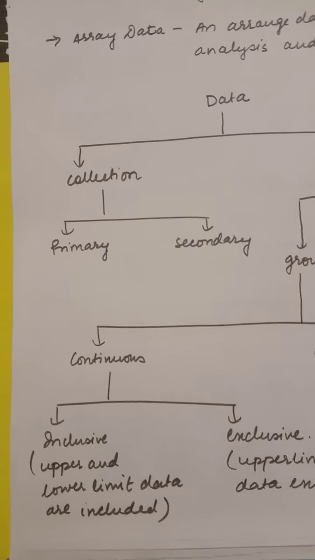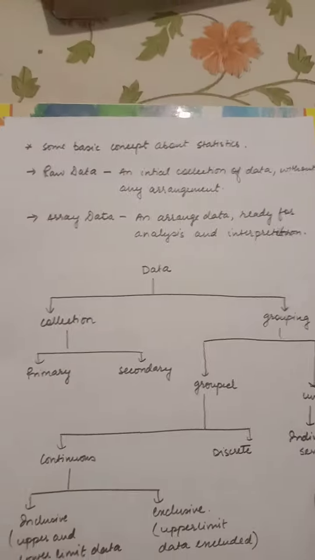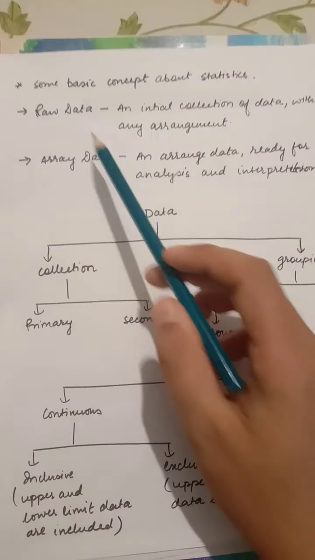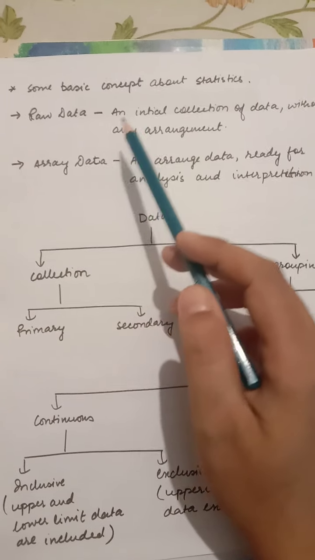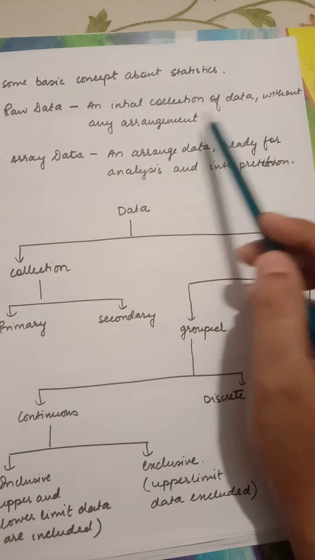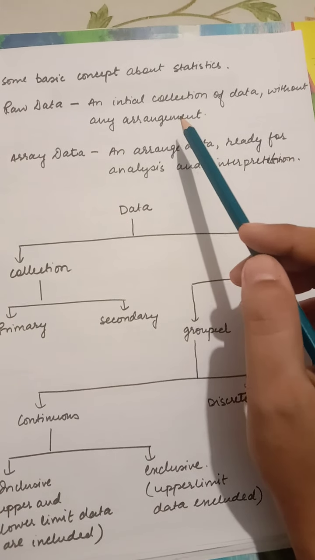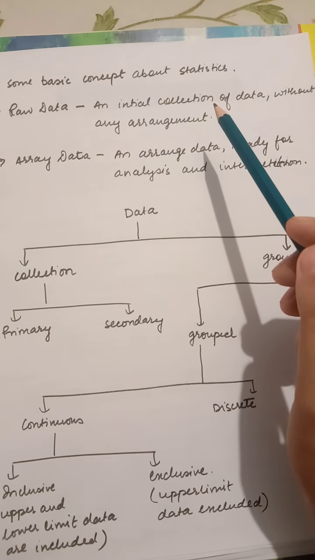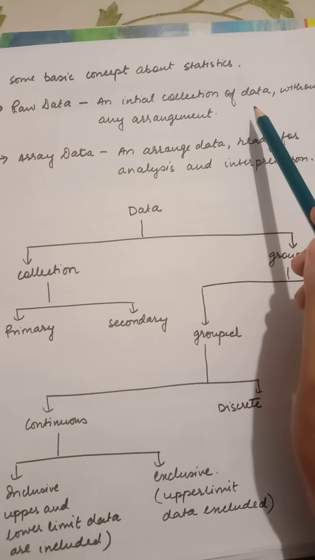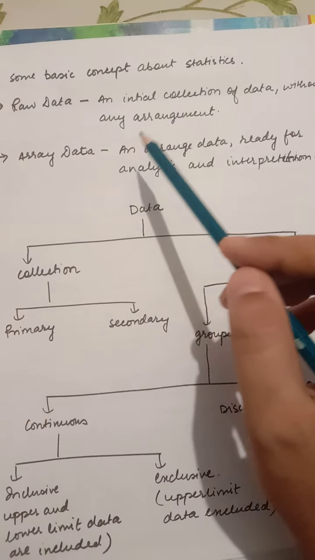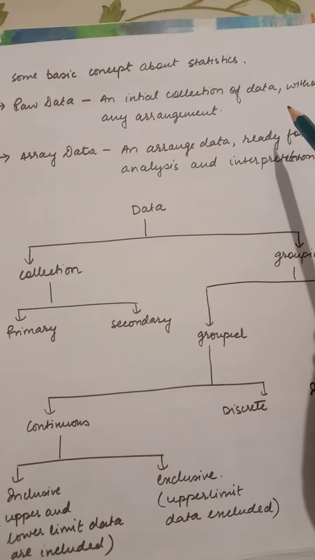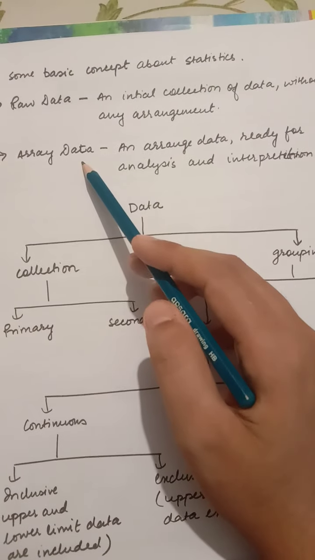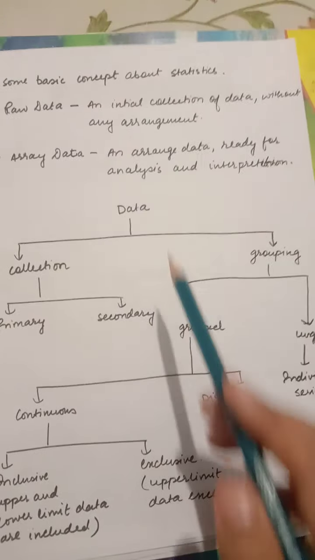Before beginning that, let's have some concepts regarding the basics of statistics. The data: that is raw data and array data. Raw data is an initial collection of data without any arrangement, just like when we go door-to-door in our locality to survey the number of children in the families. And what is array data? When we arrange it in a certain order, whether ascending, descending, or on the basis of grouping, that is called array data.